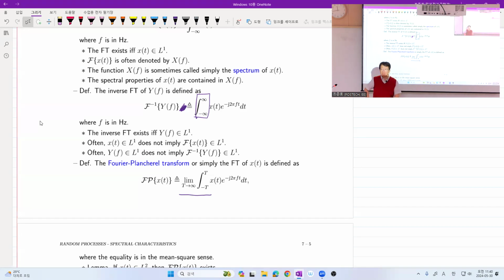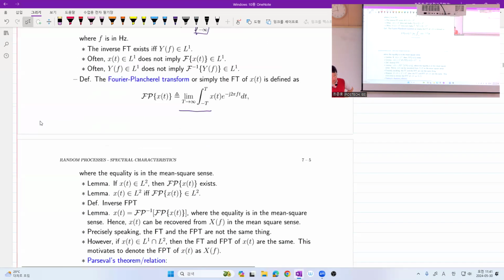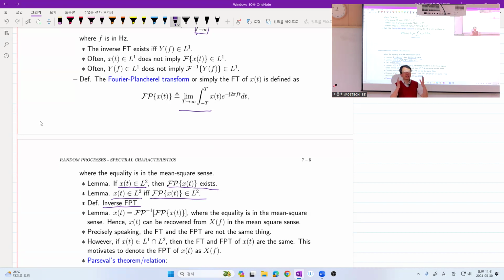So this Fourier Plancherel transform, we hope, exists for all f. And one good thing is that if the signal is L2, then this exists. Okay? So the signal is an energy signal, and the Fourier Plancherel transform exists. One more thing, even better: if the signal is an energy signal, its Fourier transform is also an energy signal. So its inverse transform exists. Great, right? Another thing, if the signal is L1 and L2, then what happens? Your Fourier Plancherel transform equals, in some sense, your Fourier transform.